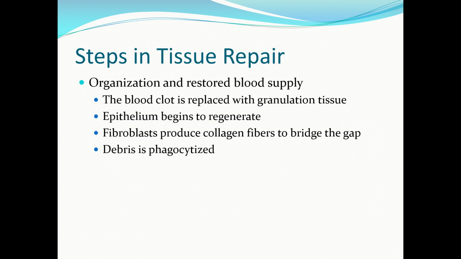The next step in tissue repair is the organization and restored blood supply. This is characterized by granulation tissue. Granulation tissue is going to be where the blood vessels are regrowing and the epithelium will begin to regenerate. Sometimes granulation tissues can form cysts, like a granulated cyst that has blood flow to it.